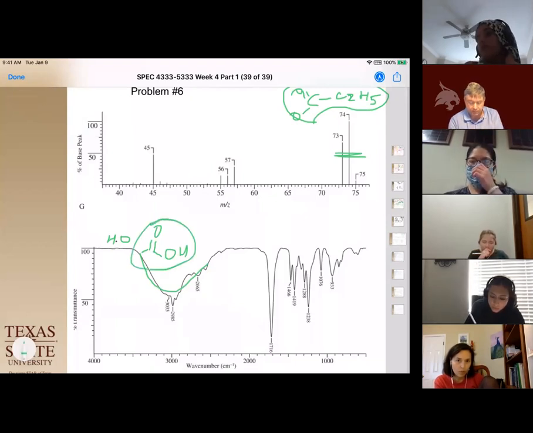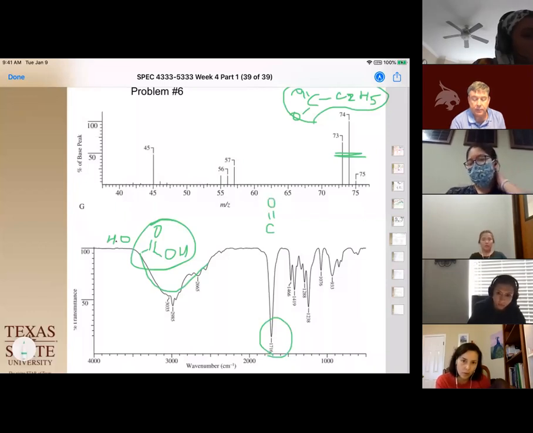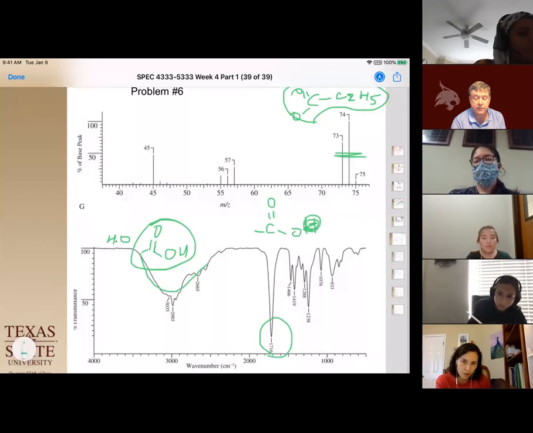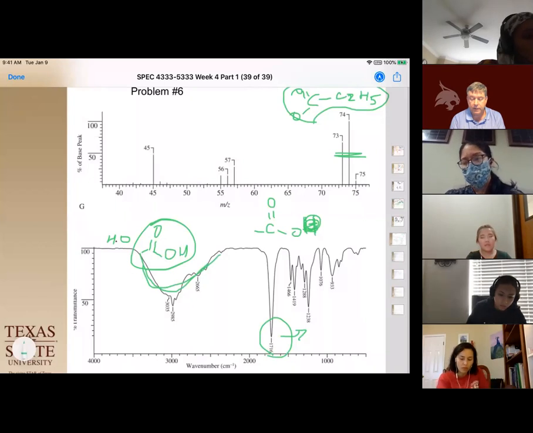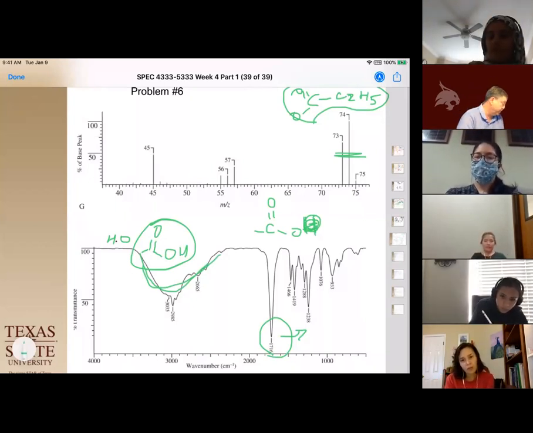Let's see what else we have. We have a 1760. Okay, so that's right in the carbonyl region. It's right where a carbonyl would be, but it's also where a carboxylic acid would be that hasn't been fully deprotonated. If it was fully deprotonated as a salt, it shifted down. So it's probably a protonated carboxylic acid right here.